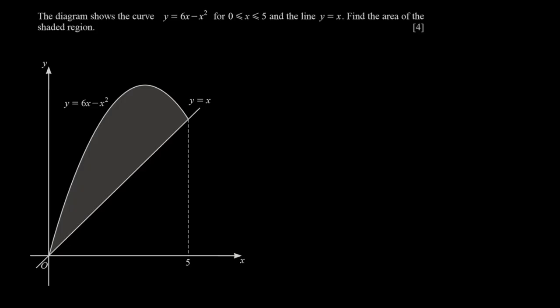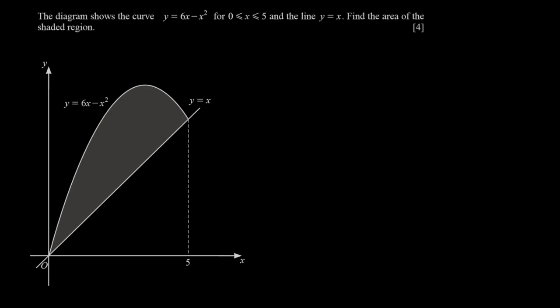Okay, so here we are in the next question. This is essentially an integration question. We've got a curve y equals 6x minus x squared, and the line y equals x. We're asked to find the area of the shaded region. Now, before we do any integration, I think it's important that we just take a step back and think about what the problem is asking. It's asking us to find this area here that's shaded.